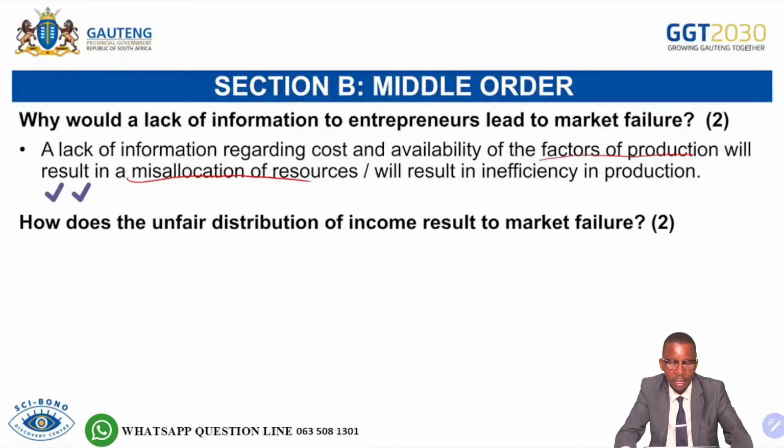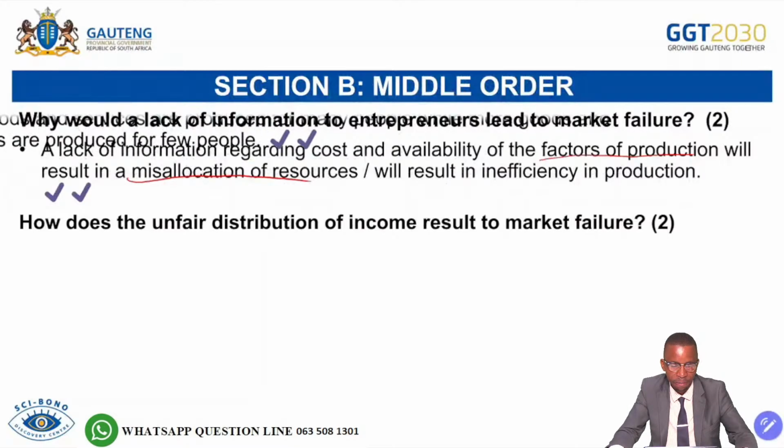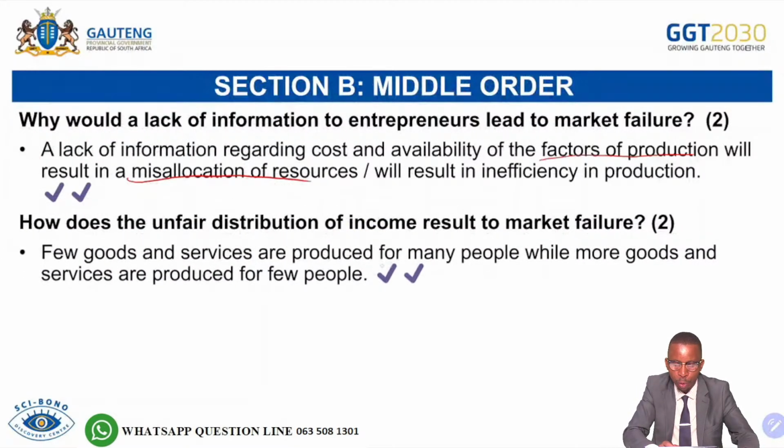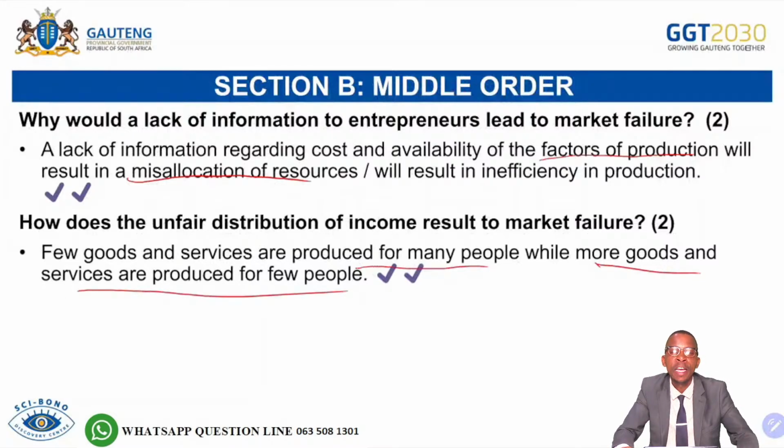How does the unfair distribution of income result in market failure? Remember, if income is unfairly distributed, that can lead to market failure. Markets or the private sector only produce goods for those who can afford them. Those who cannot afford have no stake in that market, because they cannot afford those goods and services. So that can lead to market failure, because more goods are produced for few people, while fewer goods are produced for many people, due to the fact that people cannot afford those goods and services in the market. This is due to the unfair distribution of income.